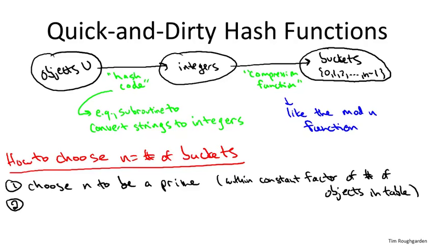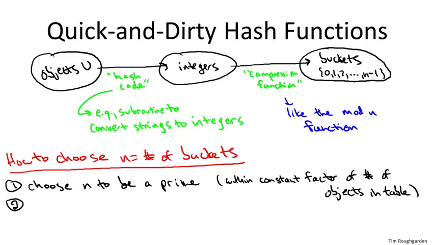So that's the first order rule of thumb you should remember if you're using the modulus compression function, which is set the number of buckets equal to a prime. So you're guaranteed to not have non-trivial common factors of the modulus shared by all of your data.